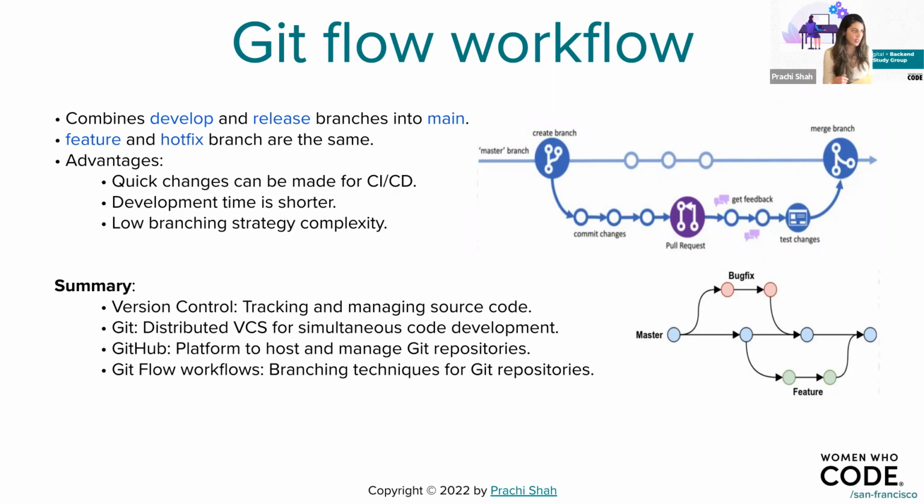And in summary, version control is what we track. We manage code. Git is just a distributed VCS for simultaneous code development. GitHub is just an online platform which hosts all your code and gives a lot of features out of the box to help you manage your code and do all sorts of integrations, testing, monitoring, etc. And it helps with code reviews and quality control, obviously. And Git Flow is just branching techniques or strategies to simplify version controlling, code tracking, and continuous development.